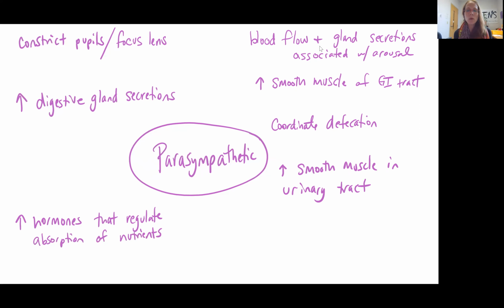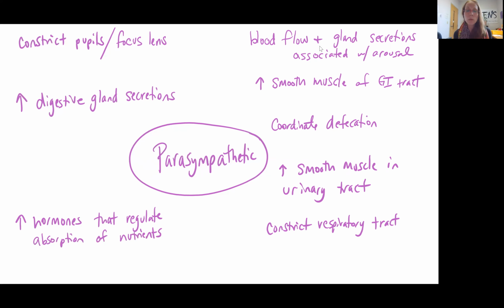And then we will also see the parasympathetic division increasing the stimulation to the smooth muscle in the urinary tract. So we're going to see an increase in contraction there. That's going to be involved in the micturition reflex.